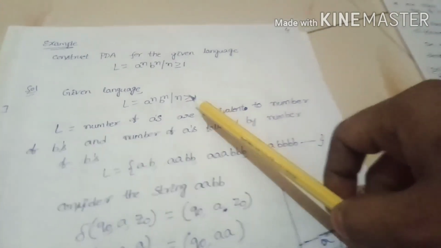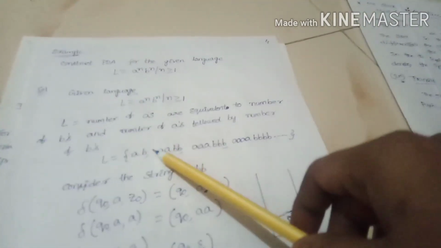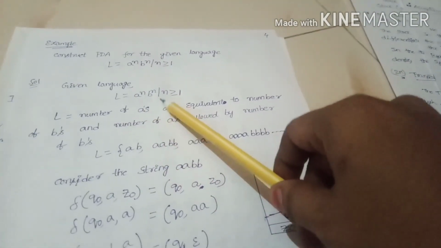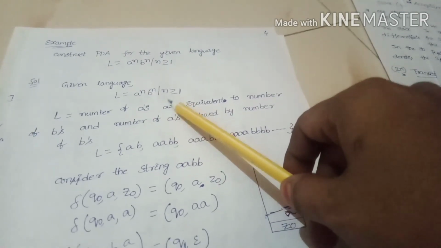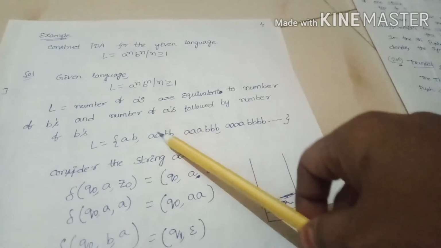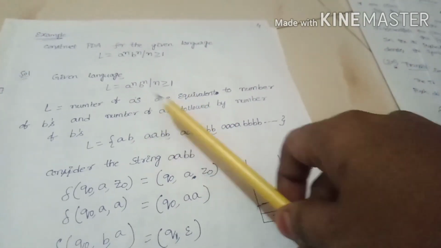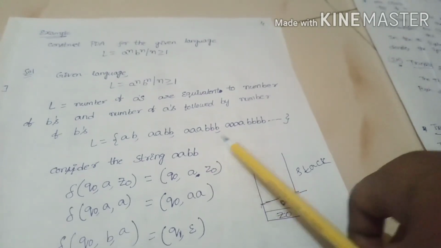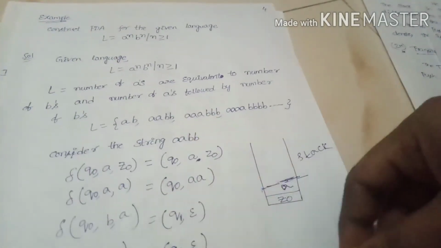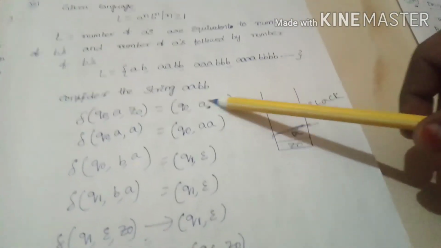Suppose I take n equal to 1, then we get a power of 1, b power of 1, which means ab. Next, n equal to 2, we get the string a squared b squared, meaning 2 a's and 2 b's. We take n equal to 3, a cubed b cubed, meaning 3 a's and 3 b's, and so on. Consider the string AABB.